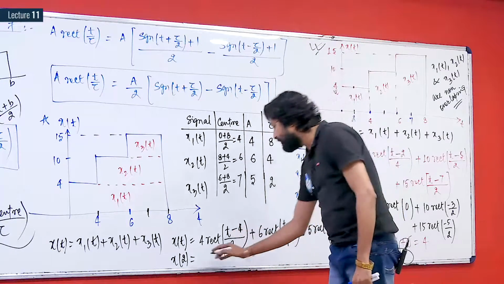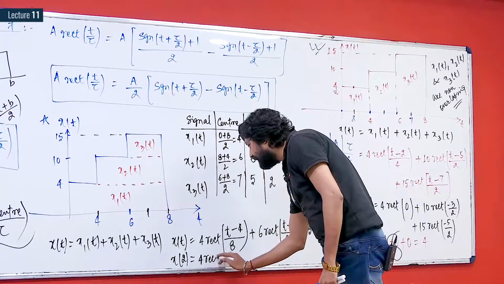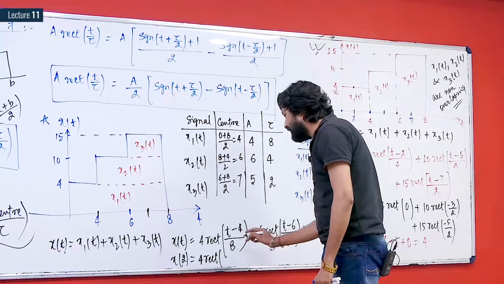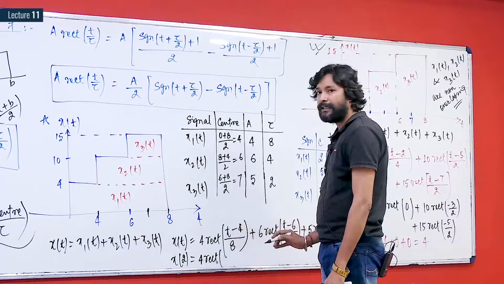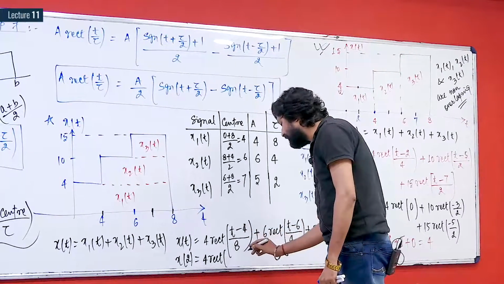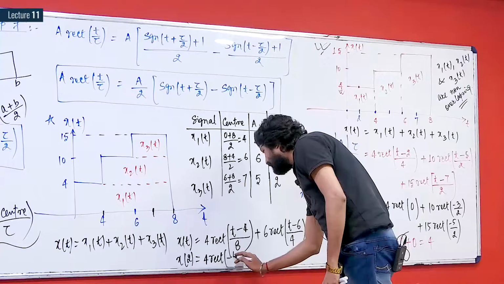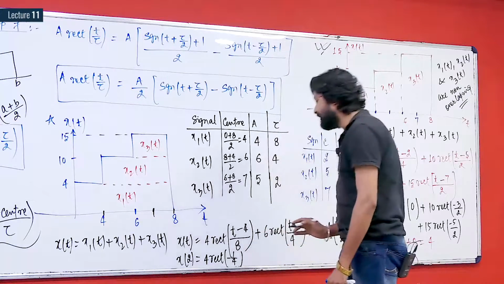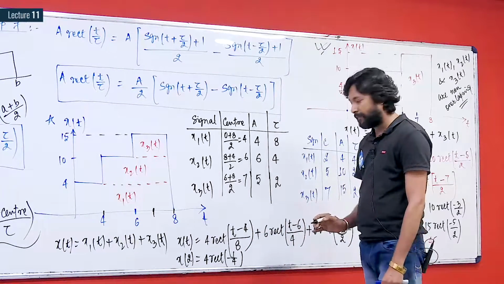So this rectangle will be rect of (2 minus 4) upon 8, that is minus 2 divided by 8, that is minus 1 by 4, that is minus 0.25.